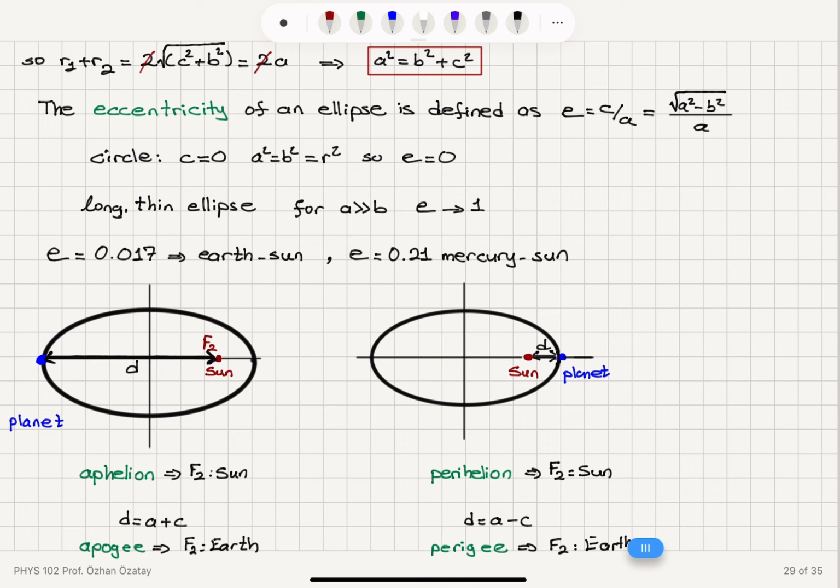Now, in order to define the shapes of the orbits, we talk about the eccentricity.